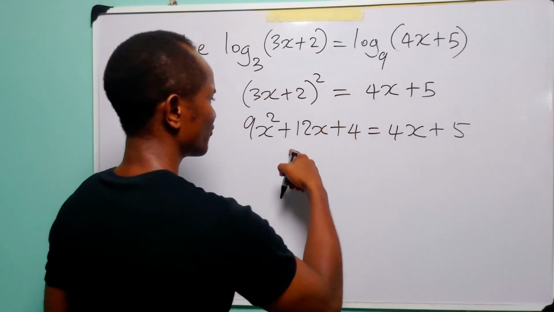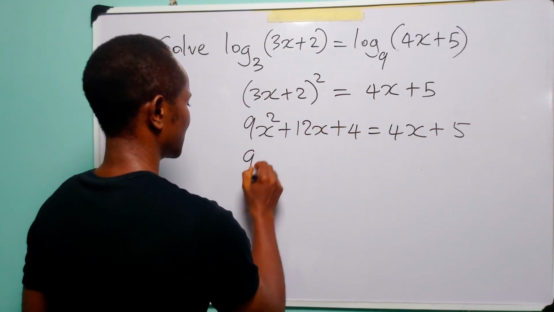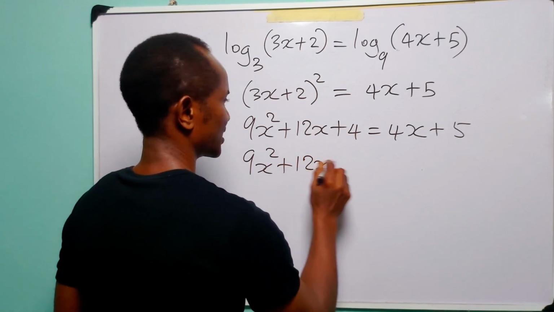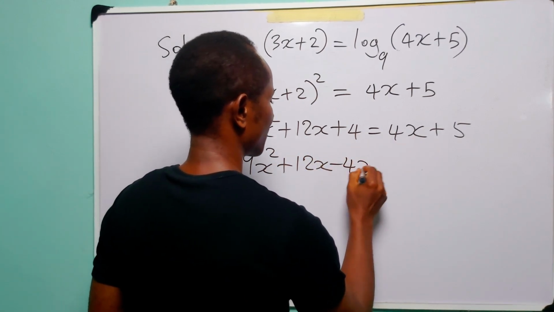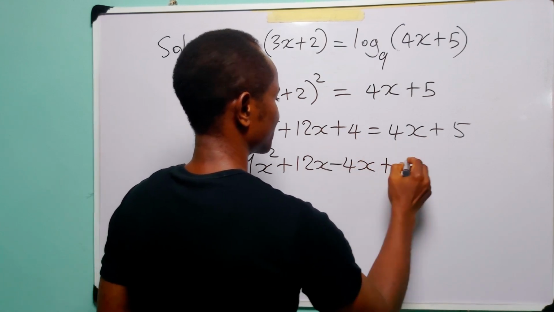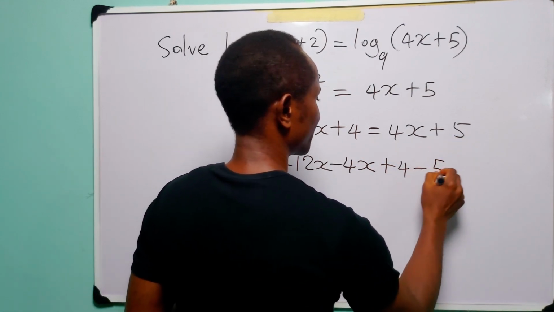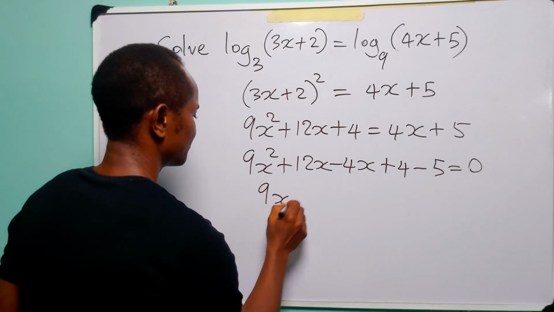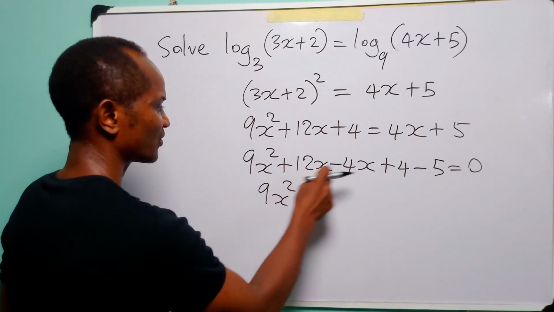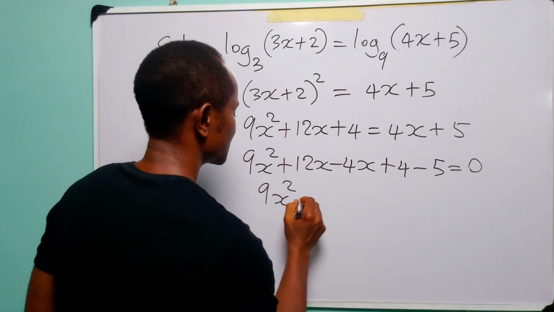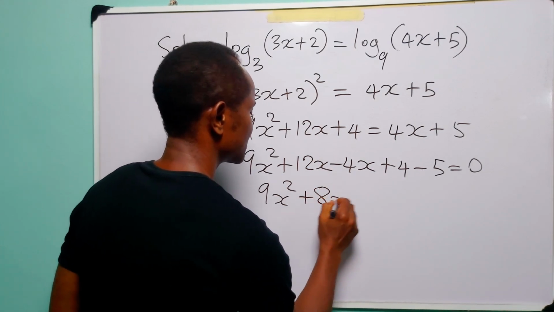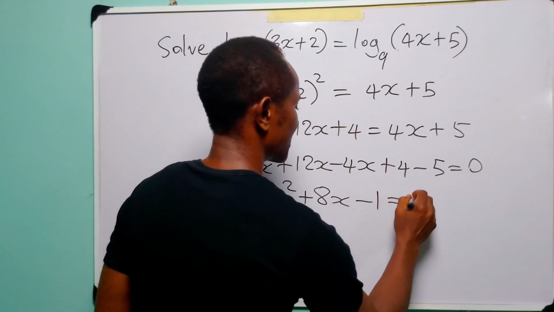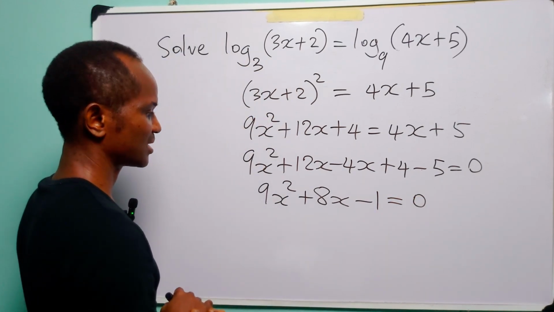Bringing all the terms over to the left-hand side, we have 9x squared plus 12x minus 4x plus 4 minus 5 is equal to 0. We have that 9x squared, 12x minus 4x is going to give us plus 8x. 4 minus 5 is going to give us minus 1, and this is equal to 0.